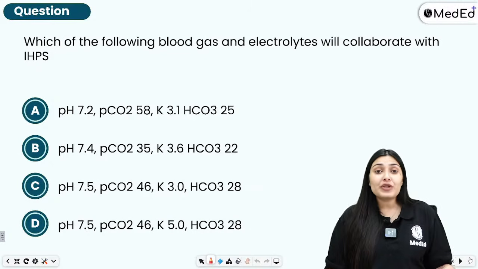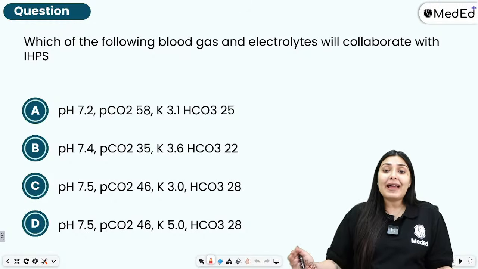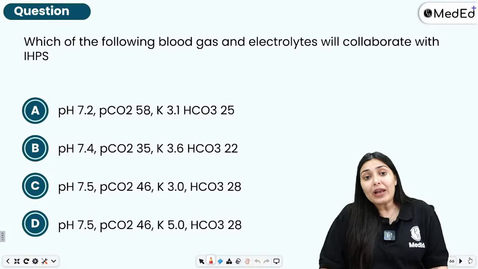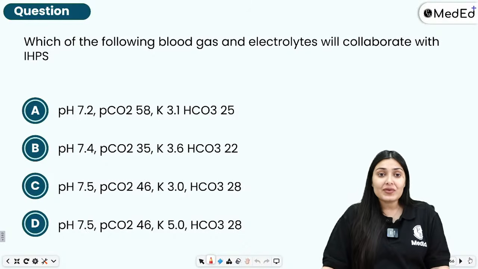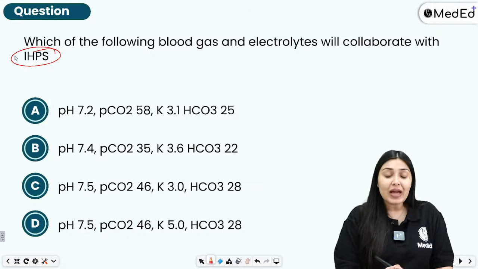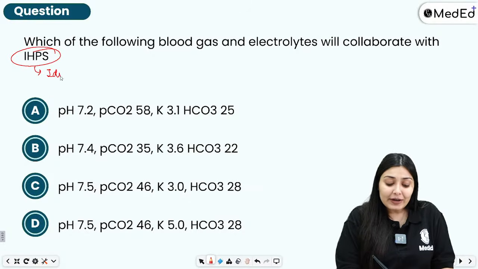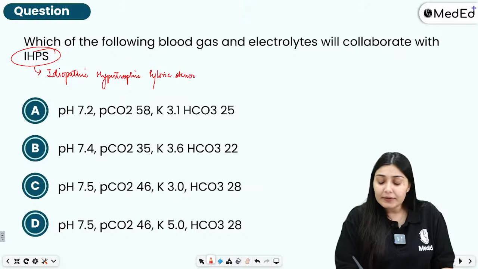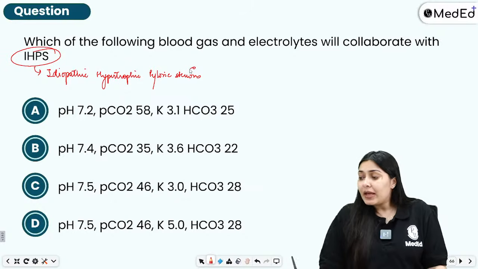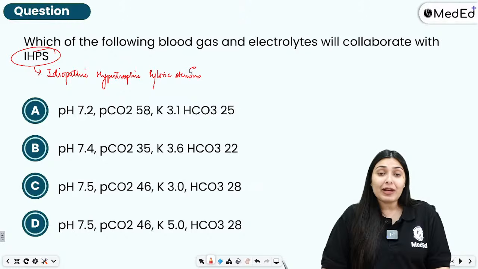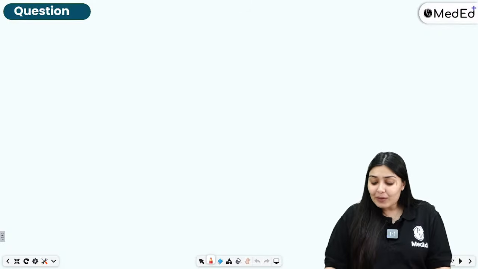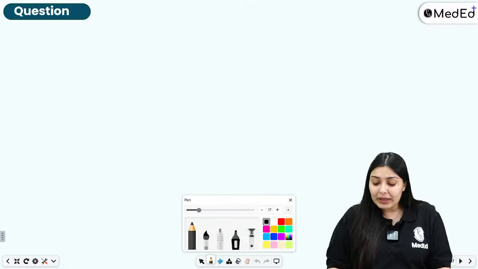Now let's move to the next question. Which of the following blood gas and electrolyte findings correlate with IHPS? What is IHPS? IHPS stands for idiopathic hypertrophic pyloric stenosis. Right? Idiopathic hypertrophic pyloric stenosis. So let's understand what happens exactly in this condition.